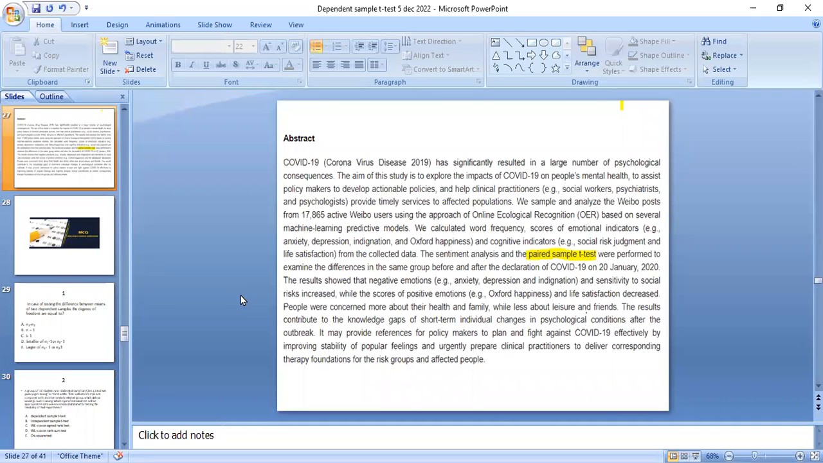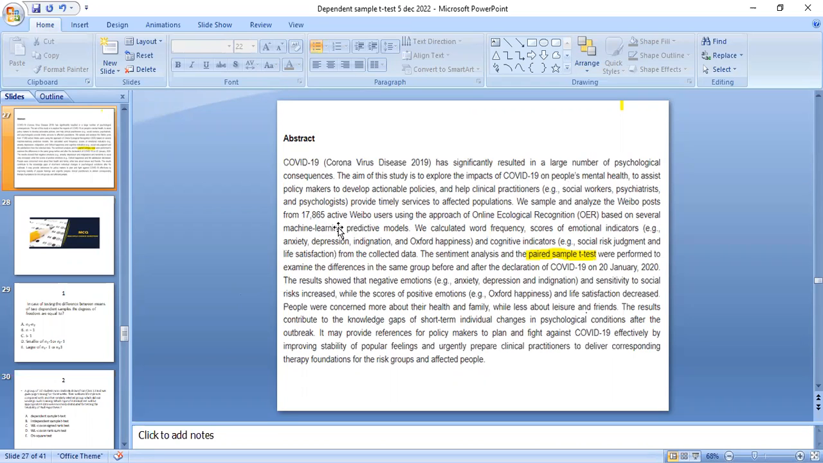COVID-19 has significantly resulted in a large number of psychological consequences. The aim of this study is to explore the impacts of COVID-19 on people's mental health. We sample and analyze Weibo posts from 1786 active Weibo users using the approach of the online ecological recognition. Weibo is some sort of app in China.